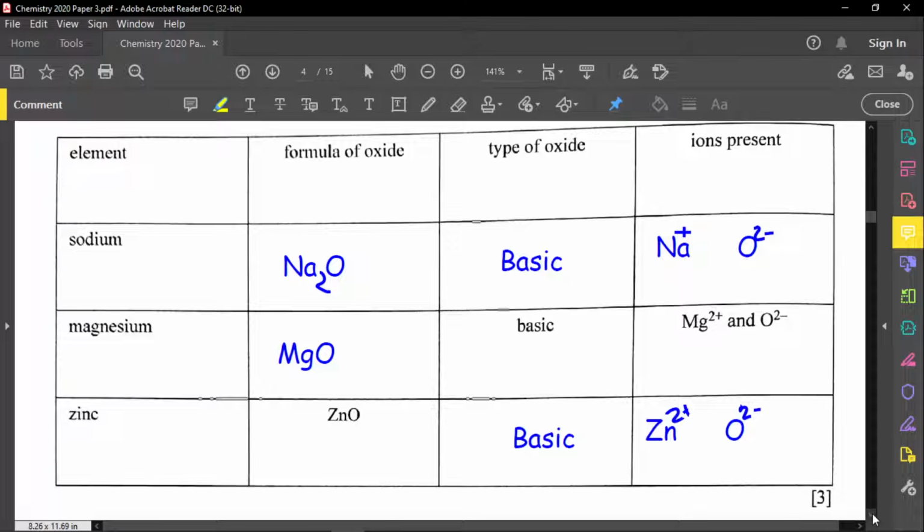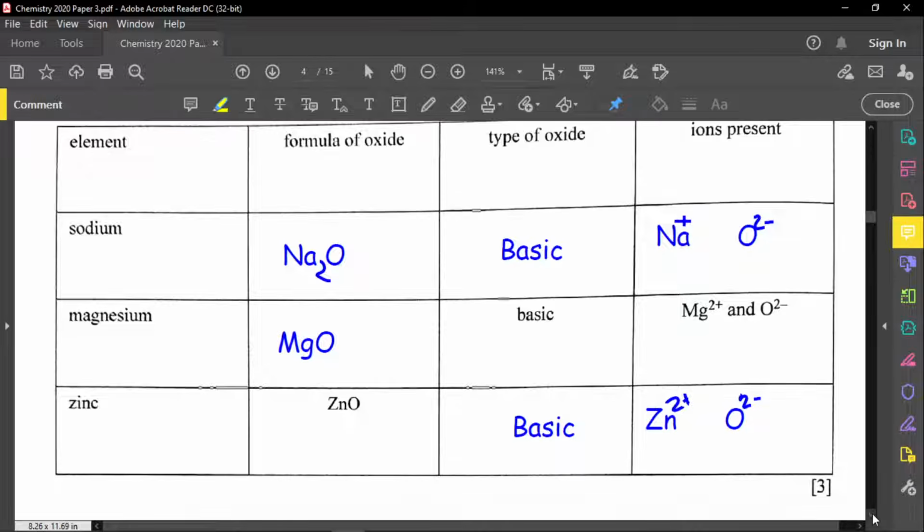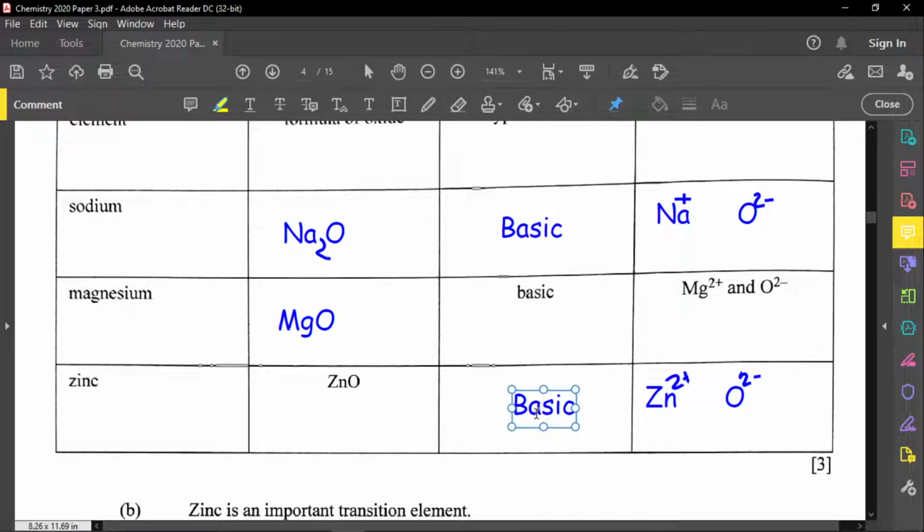The reason why they're basic oxides is because they will react with water to form hydroxide. So you can make a note that these oxides will react with water to produce hydroxide. For example, you may have zinc hydroxide, magnesium hydroxide, sodium hydroxide if they react with water.